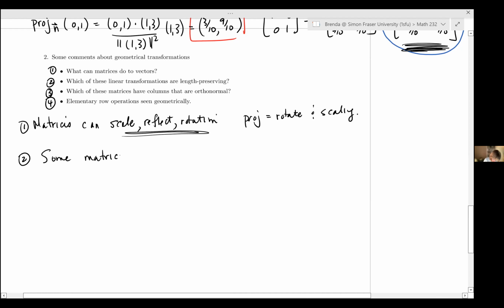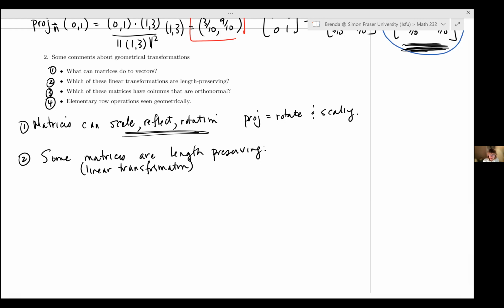Some matrices, and we're going to come back to this later, this is a bit of foreshadowing, when I'm thinking of them as a linear transformation, so they're going to be doing something to a vector, are length preserving. This means that whenever you take a matrix times a vector, the length of the vector does not change. It may rotate or something like that, but the length isn't changing. So let's see which of these linear transformations are length preserving.